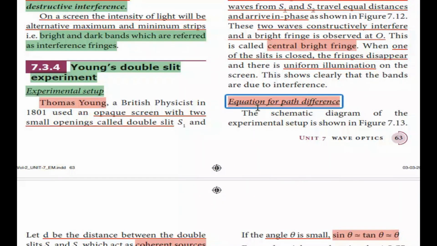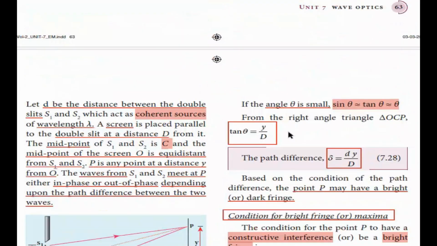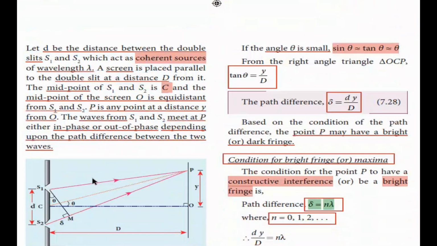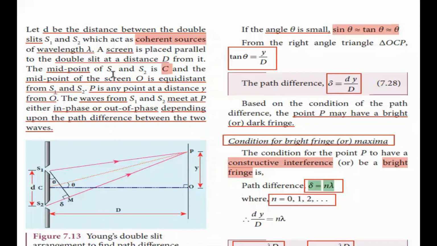Now let us arrive at the equation for path difference. The schematic diagram of the experimental setup is as shown, and let d be the distance between the double slits S1 and S2. So here this small d is the distance, and these two slits S1 and S2 will be acting as coherent sources of wavelength lambda. The screen will be placed parallel to the double slit at a distance D from it. The midpoint of S1 and S2 is C, and the midpoint of the screen O is equidistant from S1 and S2. P is any point at a distance y from the center O, so this is the point P, which is at a distance y from the center O.